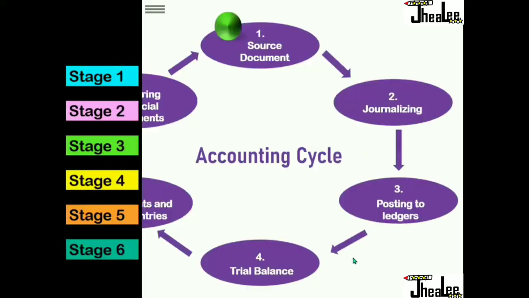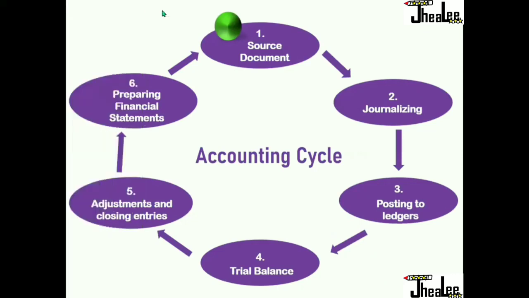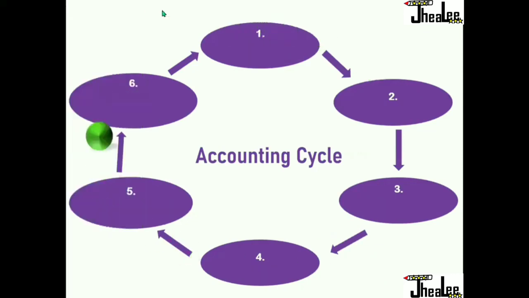In summarizing today's lesson, do remember that the basic accounting cycle is a 6-step process. It begins by gathering your receipts, your invoices, your credit notes, etc. So that's your source documents. Once you have those, your next step is to journalize. In journalizing, you're grouping the transactions and recording them in their respective book of original entry.